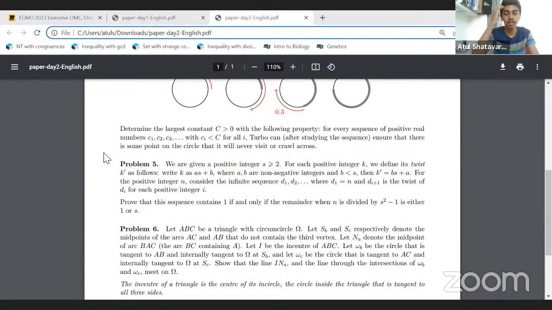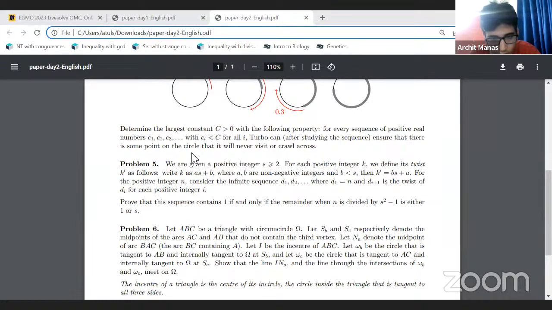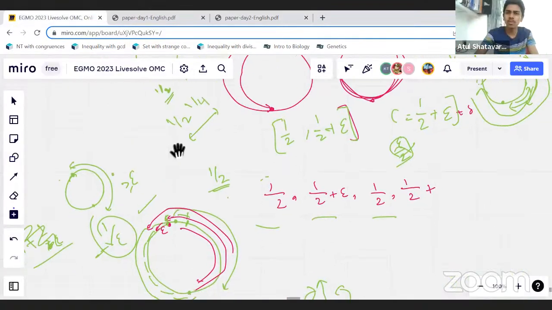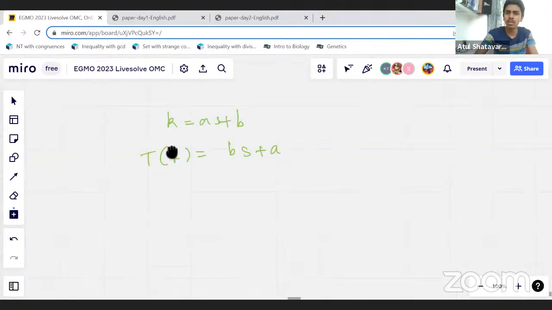Okay, and now what? Now you define this infinite sequence, and d_{i+1} is the twist of d_i for each positive integer i. What is the point of twist?